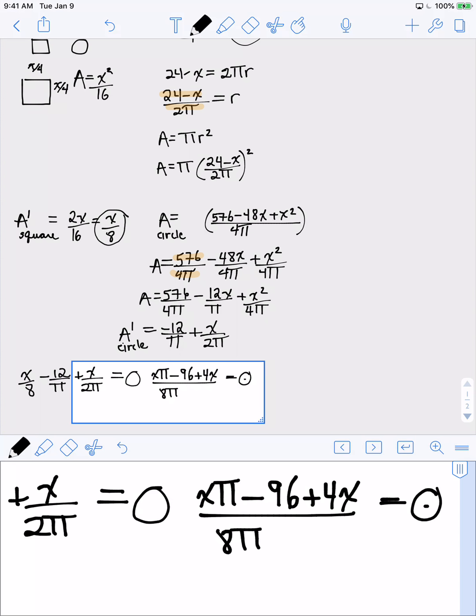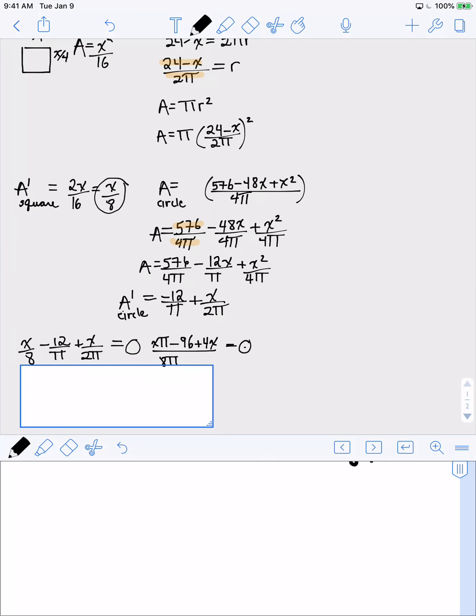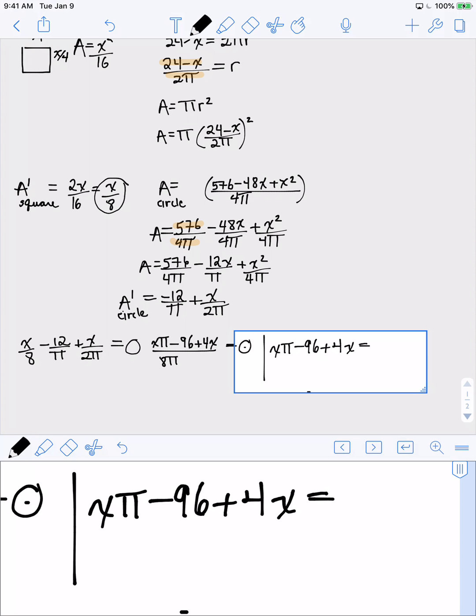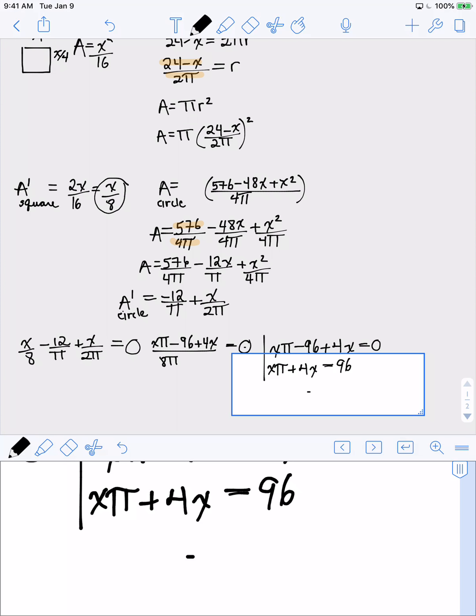And now I want to solve for 0. I don't really care what's in the denominator here, right? So when will x pi minus 96 plus 4x equal 0? Let's get everything with the x on one side and everything that's not an x on the other. So x pi or pi x, doesn't matter, plus 4x. When will that equal 96? I can factor out an x here. Pi plus 4.